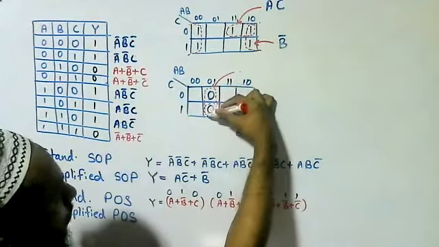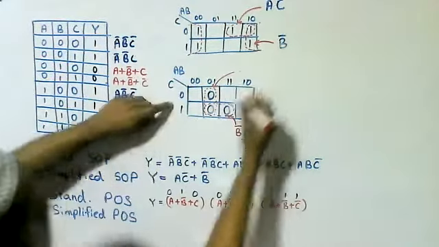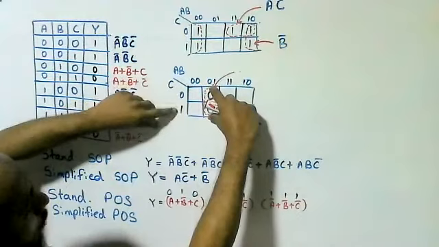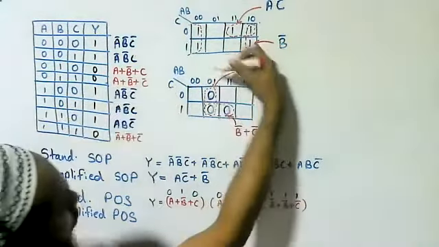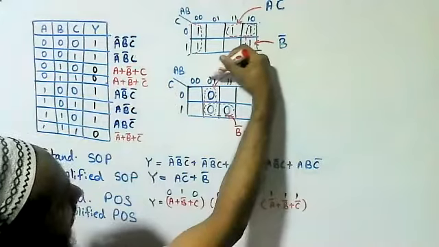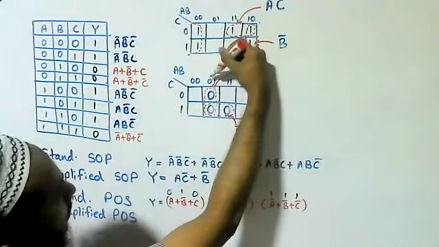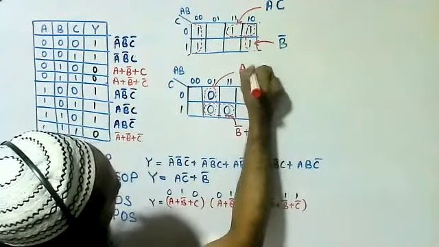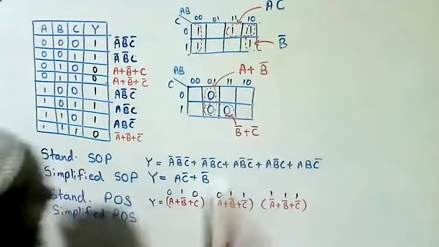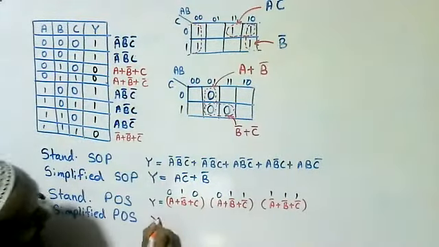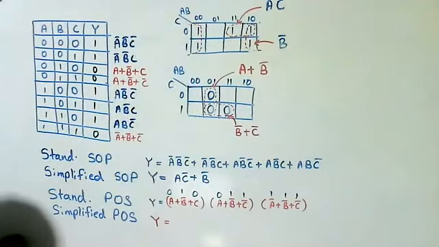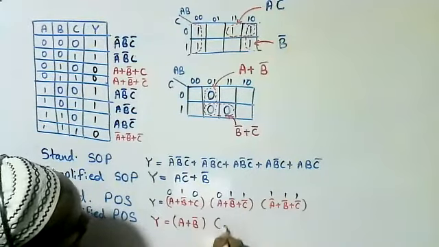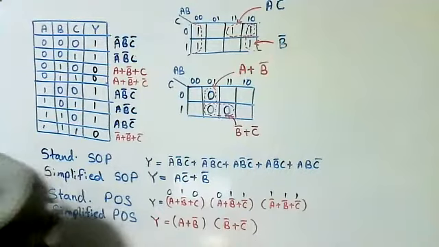I'll consider this group. Here, the value of C is changing, 0, 1. Within this group, the value of C is changing, so we can skip it. The values of A and B will not change. Within this group, A is always 0, B is 1. A is 0 means A. B is 1 means B bar. That's all. Then we can write the simplified POS expression like this: (A plus B bar) into (B bar plus C bar).